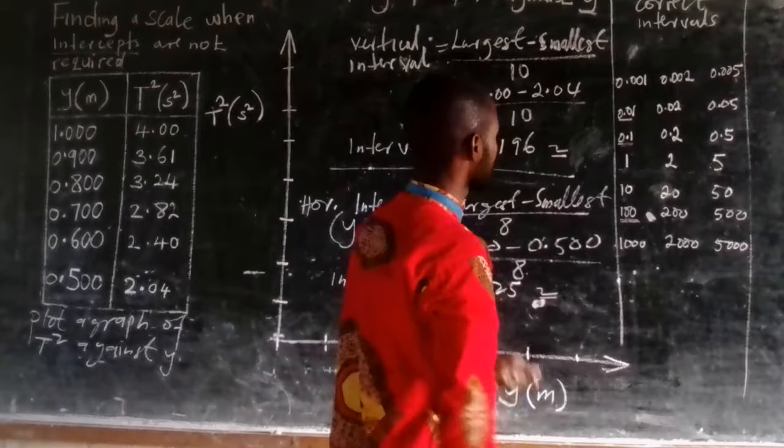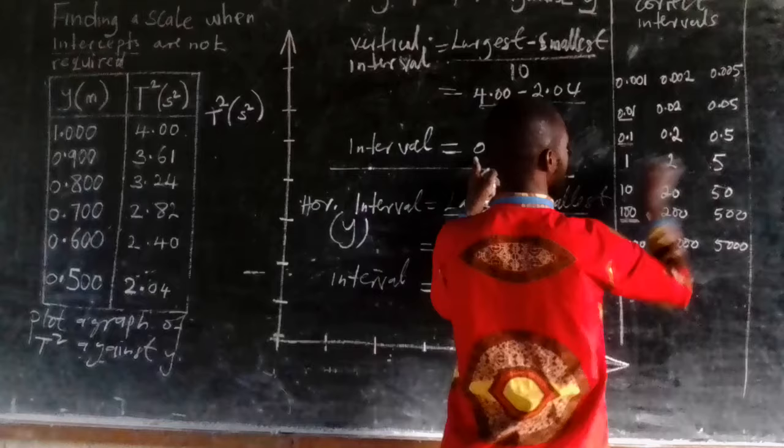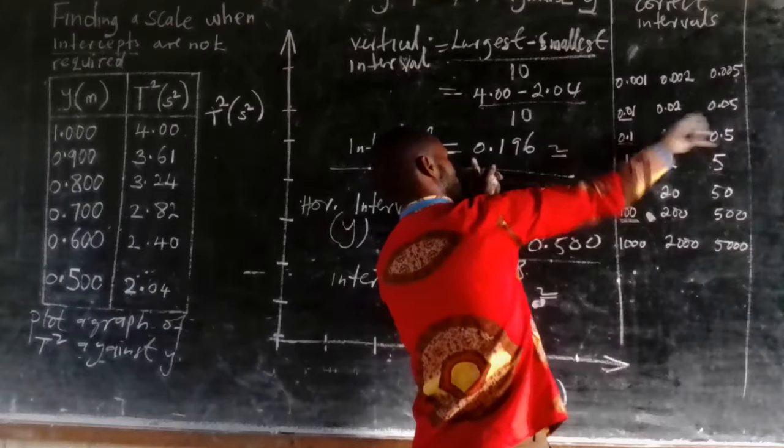We have this row, this row, this row, and so on. We consider rows. So look at where this value lies.